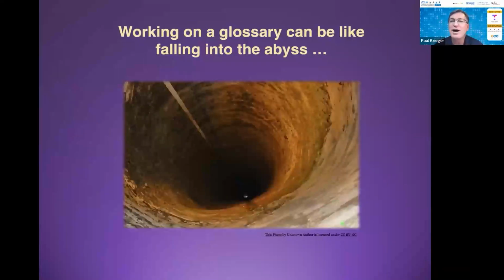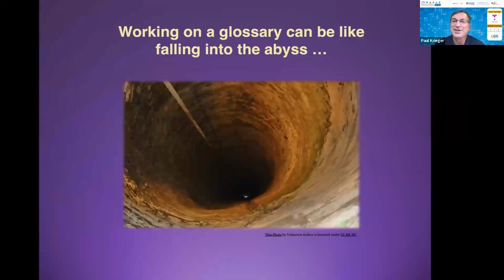So I reached out to one of my colleagues, another textbook author friend, when I was dealing with a problem with my glossary. And she said, "Oh, the glossary. So you've fallen into the abyss." Ha, ha, ha.